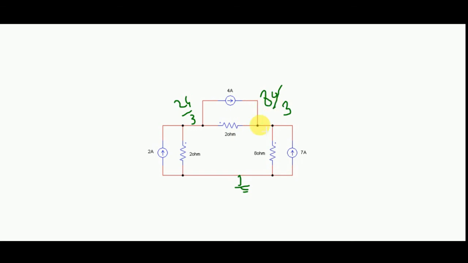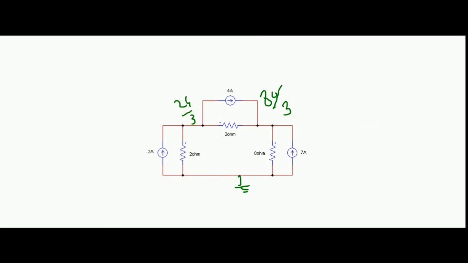Now after we get the voltages at the nodes, we can easily find the current of each branch. Across this resistor we have voltage 24 by 3, and 24 by 3 divided by 2 is 24 by 6, and we get the answer for the current in this branch. Similarly we can find the current in any branch. This is nodal analysis using KCL.